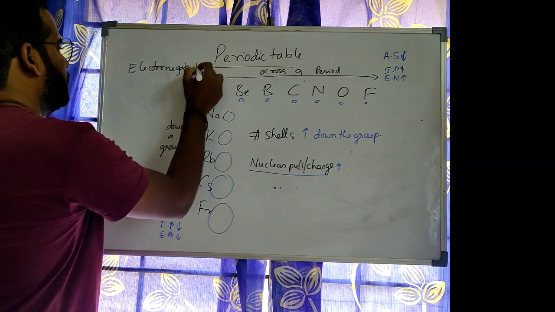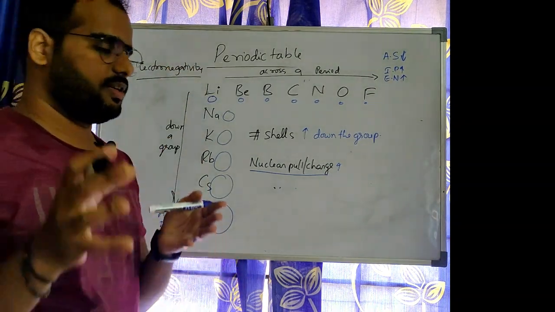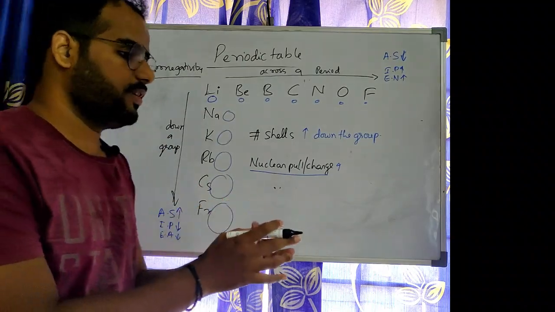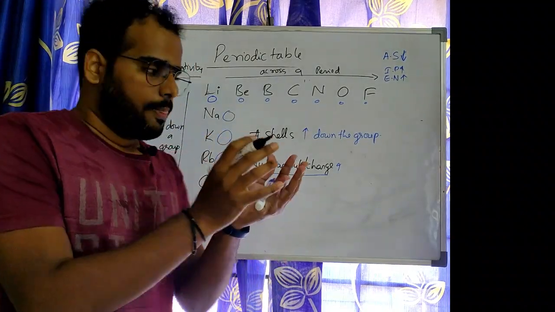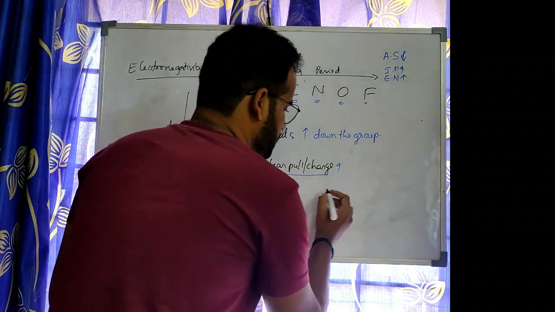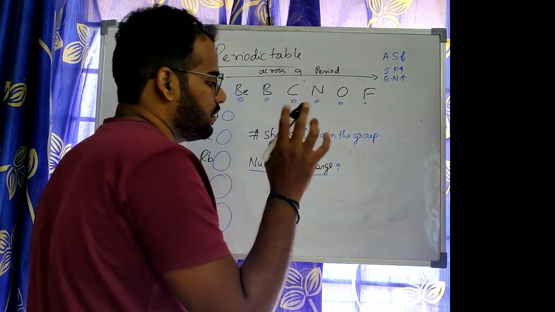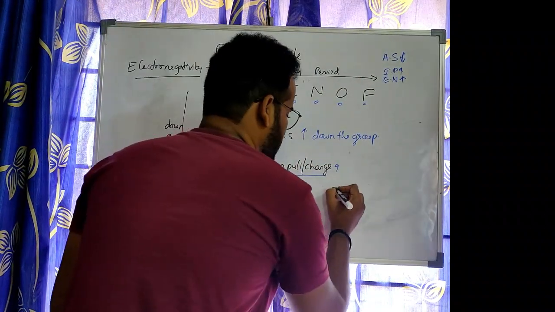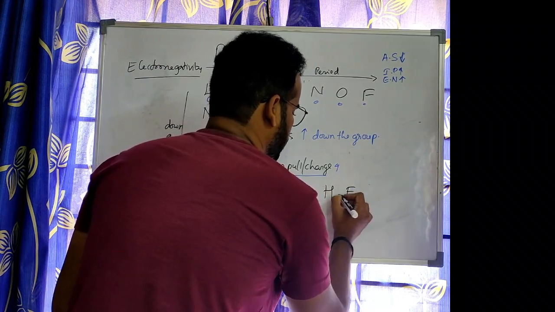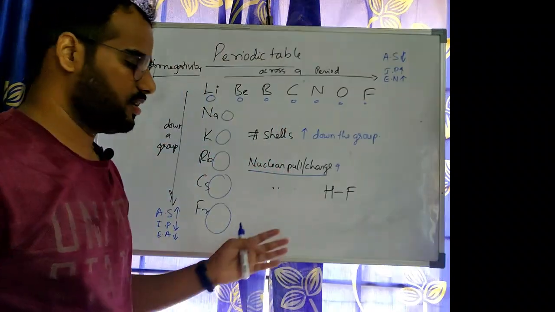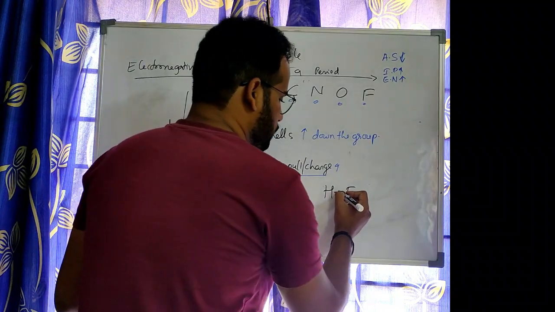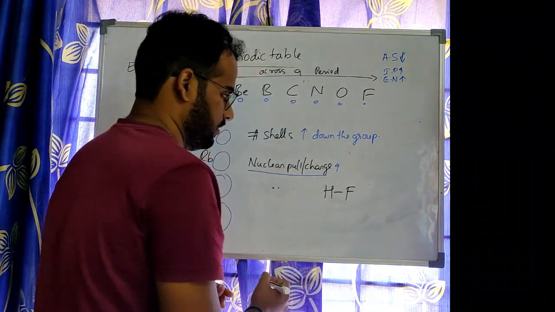Electronegativity. Many people have confusion between electron affinity and electronegativity. Remember, electron affinity is for a single atom, but electronegativity always exists in polar covalent compounds. Say for example, you take HF. There is a single covalent bond, which means two electrons are shared between hydrogen and fluorine.